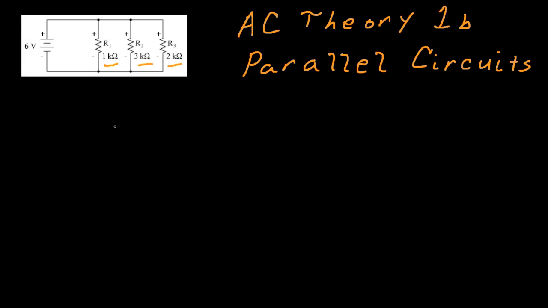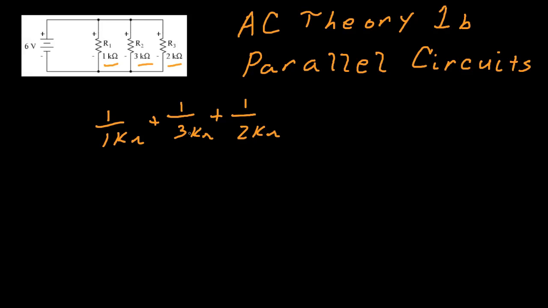If you only have two resistors, you can do the product over the sum. But since we have three resistors, we're going to do the reciprocal method. So we've got 1 over 1 k ohm plus 1 over 3 k ohms plus 1 over 2 k ohms. Now when we do those, we're going to have 1 1,000th and 1 3,000th and 1 2,000th.